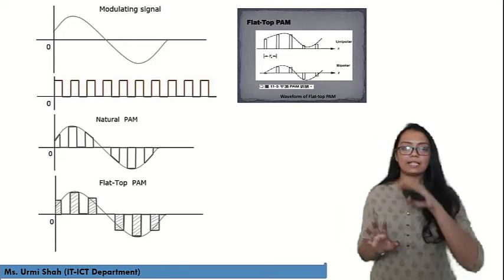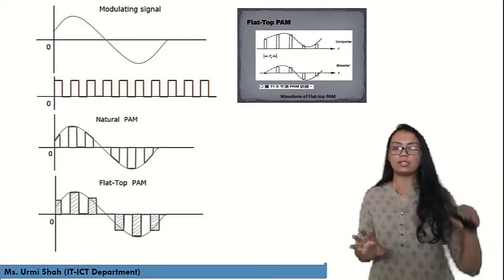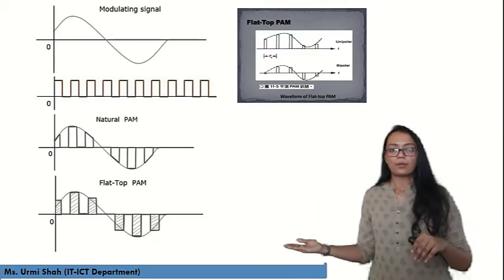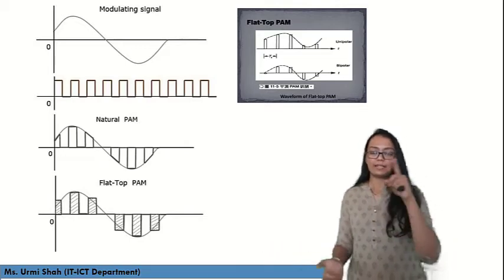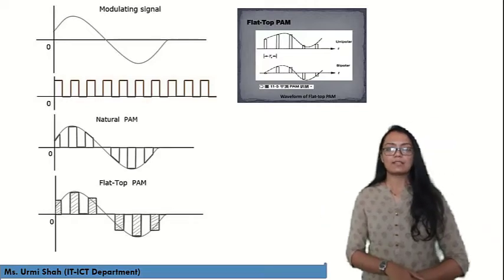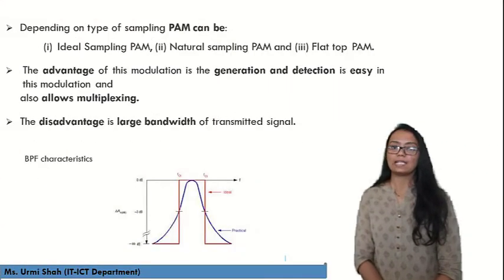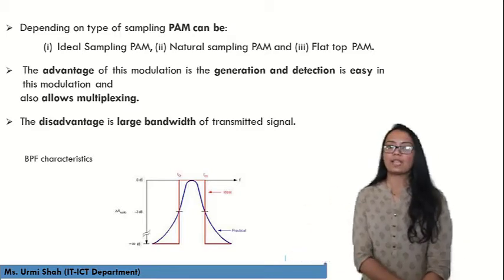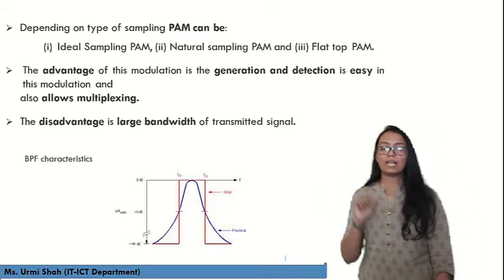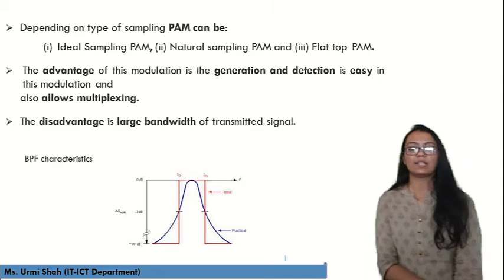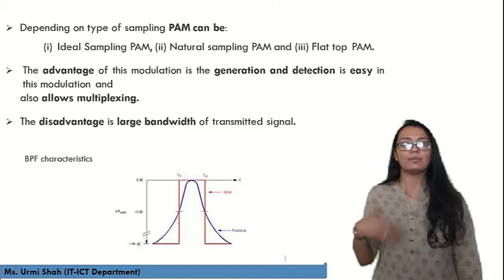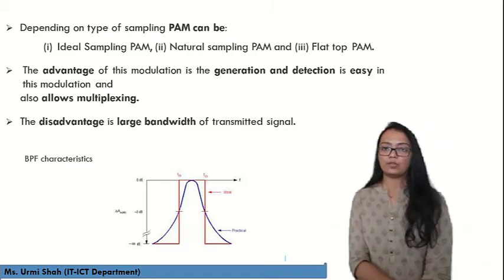In natural sampling, directly we will have samples based on the level of the signal, while in flat top we will have it with respect to the sampled values and the analog signal. So this way we can have the PAM, that is our pulse amplitude modulation signal. Depending on the type of sampling in PAM, we can have ideal sampling, natural sampling, and thirdly flat top PAM. So these are the three different types of sampling which can be achieved in pulse amplitude modulation.